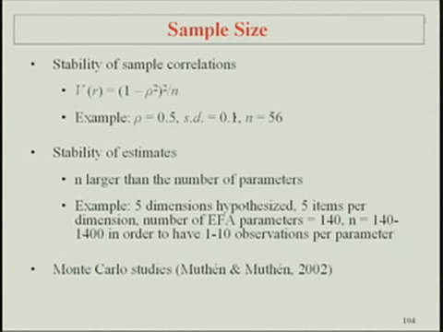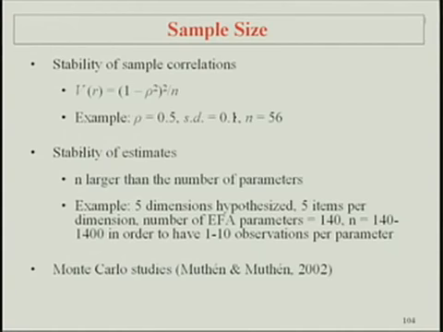You know that you have to have a sample size larger than the number of parameters. But if you have 5 dimensions, 5 items per dimension, if you go through the formulas 2 slides back, you'll find out that that model has 140 free parameters. So that would mean you would need a sample size of at least 140. And if you went by a rule of thumb of 10 per parameter, that would be 1,400. So you would need either 140 to 1,400 observations to have 1 through 10 observations per parameter. And that doesn't really tell you much.